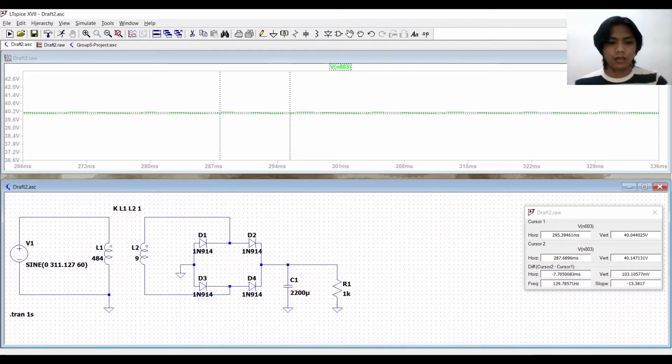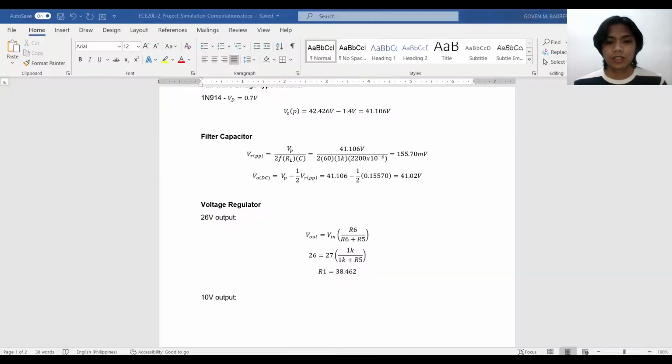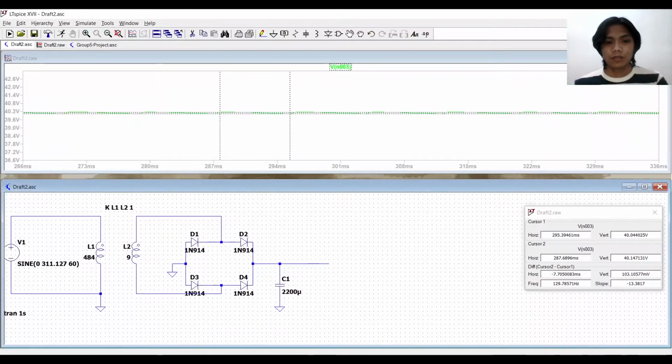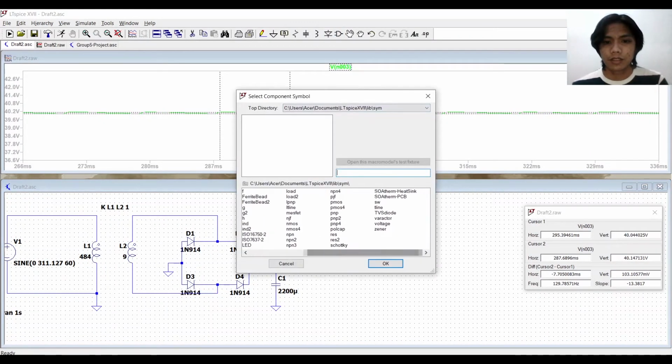So now it is time to build the actual voltage regulator that will be producing the output voltages that I have mentioned before, the 26 volts, 20 volts, 10 volts, and 4 volts outputs. So in order to do that, we would have to use what is called a Zener diode, which could be found here.